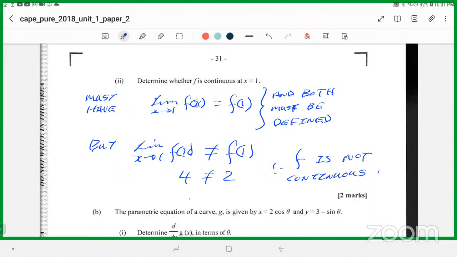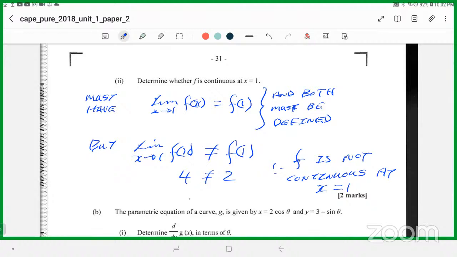at x equals 1. You have to specify the point. This line is very important. You have to specify the point where you're testing continuity. The function can be continuous everywhere else, except here. You always have to specify the point where you're testing continuity.